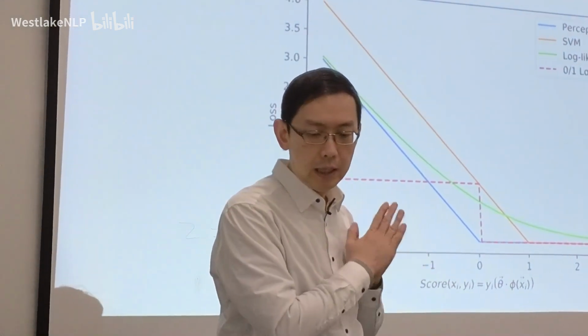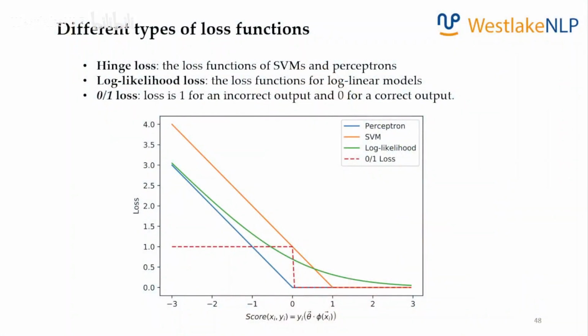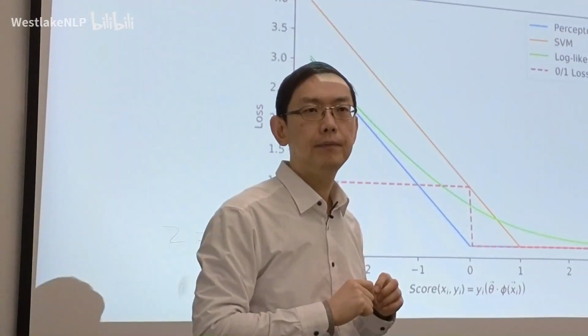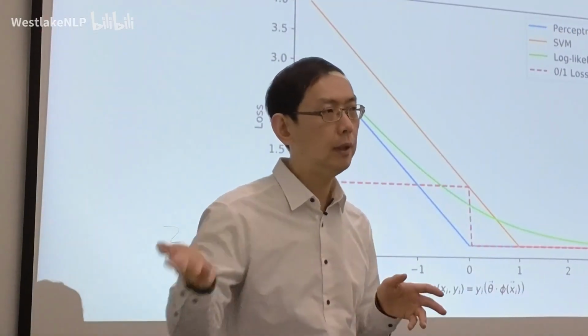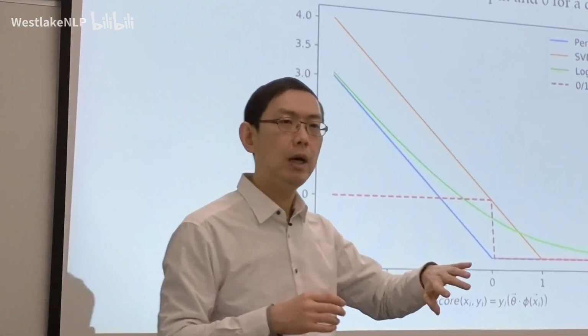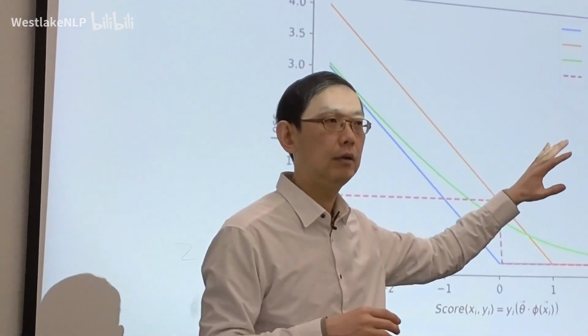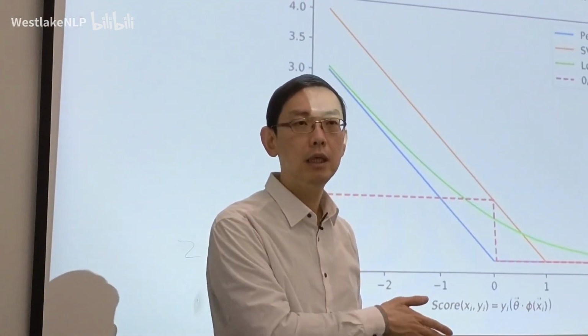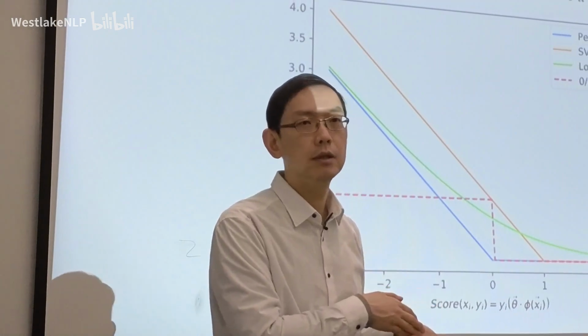Now the other three curves are the SVM, perceptron, and log linear models. As you see, they all decrease as the model score increases. In other words, the higher the score we give to positive instances, the less the loss is. That makes sense, right? We want to give positive instances high scores. And they all increase as my model score goes more negative. That makes sense, right? We want to penalize negative scores for positive instances.